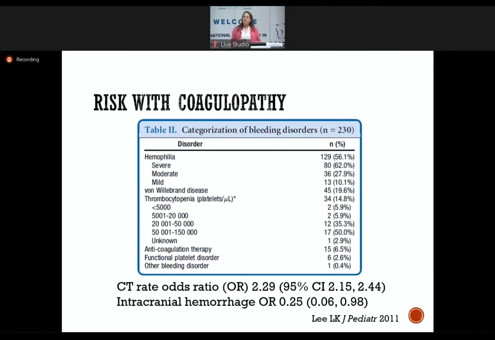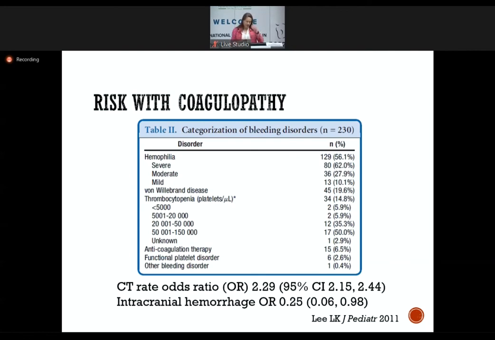Because the PECARN study was so large, they enrolled 230 children who had underlying coagulopathies in the head trauma study. They were able to look at whether the risk of clinically important traumatic brain injury was different in those with and without the coagulopathies. It was a variety of coagulopathies and other bleeding disorders: hemophilia, von Willebrand's disease, thrombocytopenia such as ITP, and other conditions, and then being on therapies that affected your bleeding and clotting time.